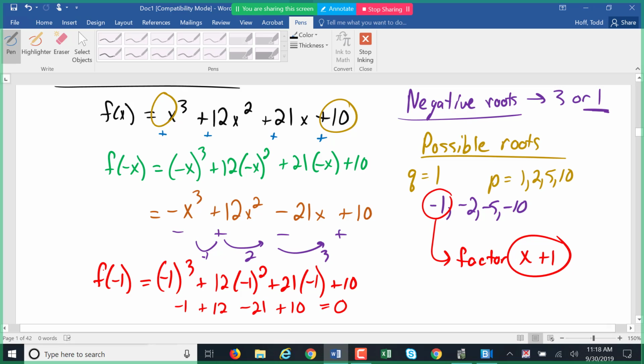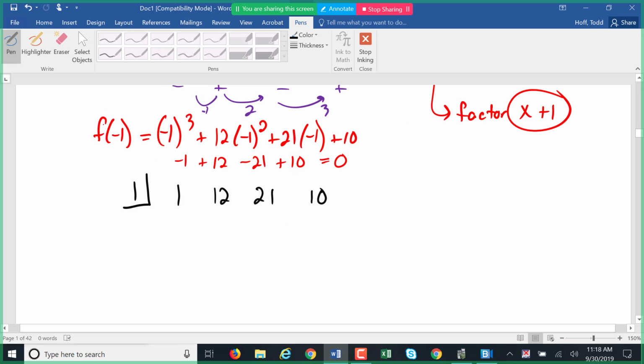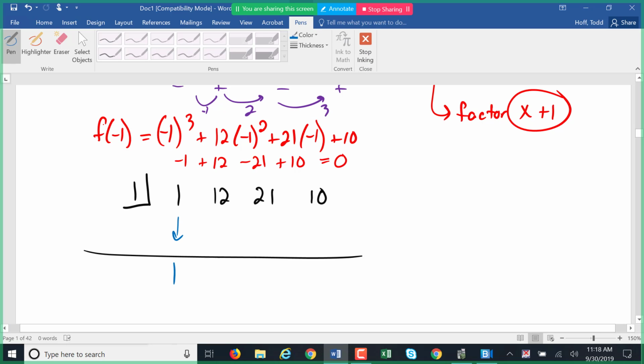So what I'm going to do is I'm going to divide that out. I have 1, 12, 21, and 10. Let's divide it out and see what we got. So I bring down the 1. 1 times 1 is 1. 12 plus 1 is 13. 13 times 1 is 13. 21 plus 13 is 34.